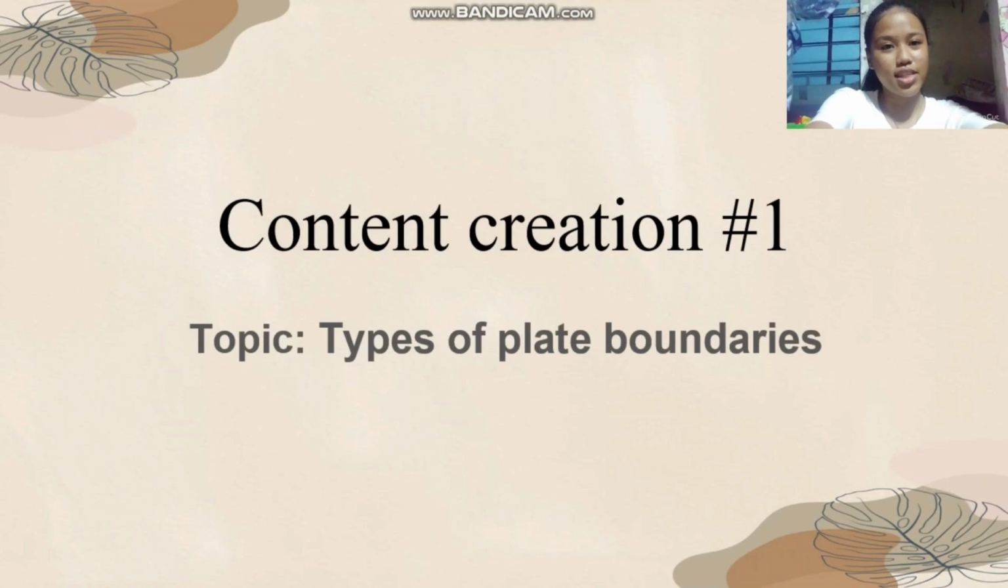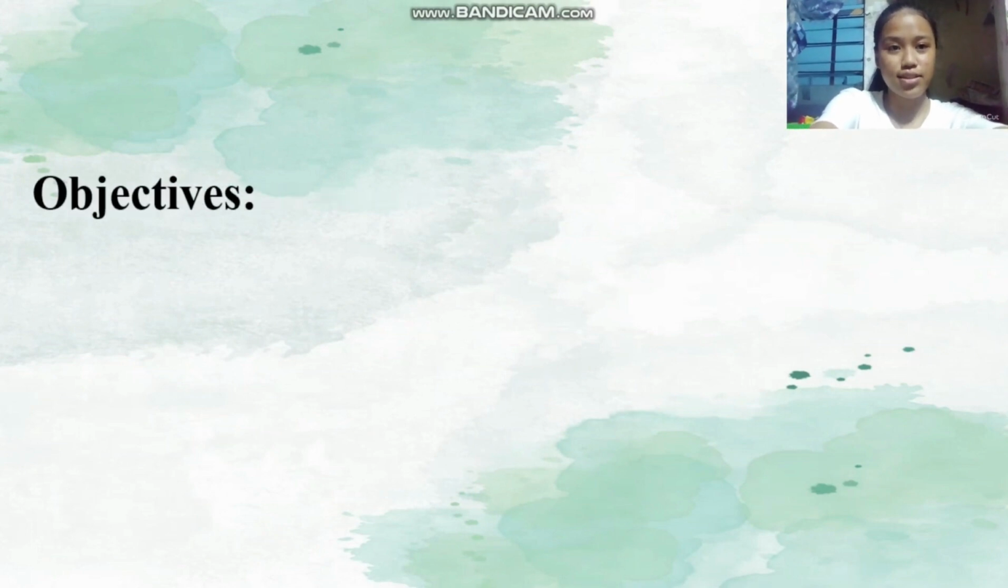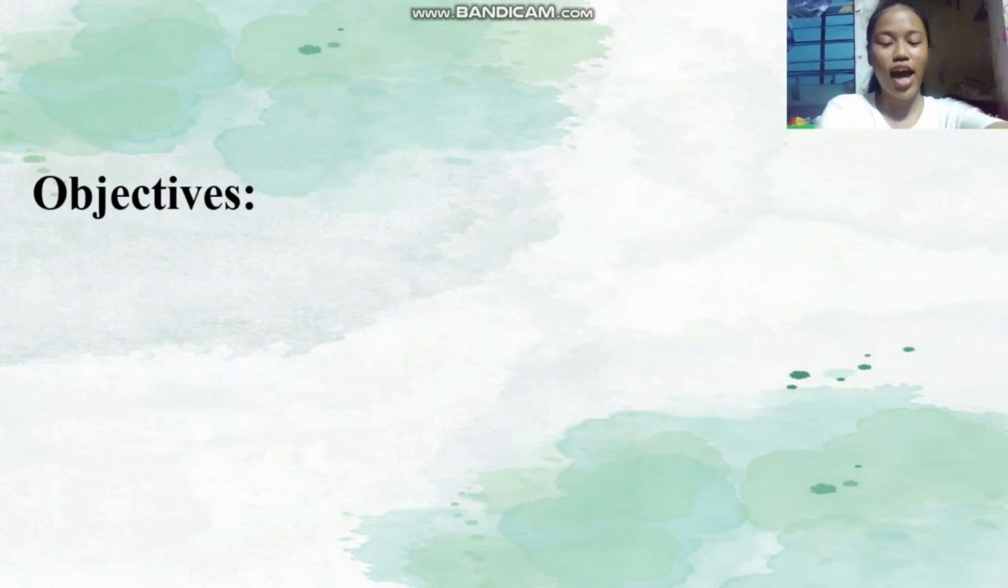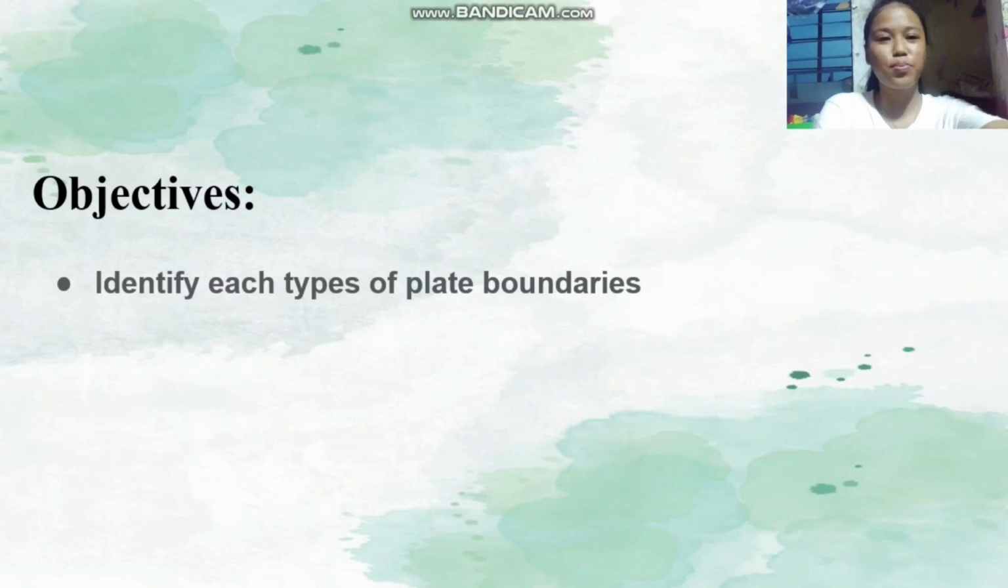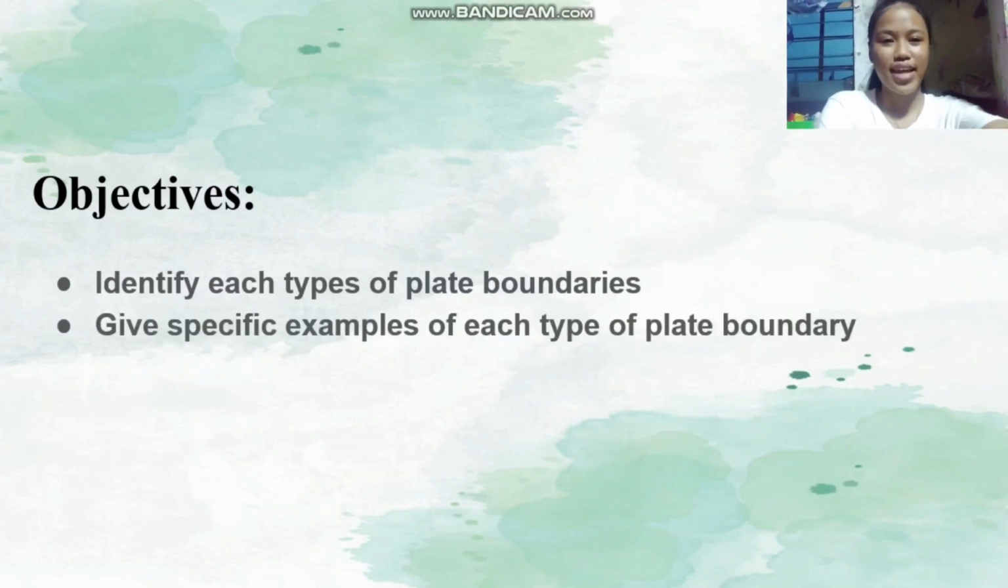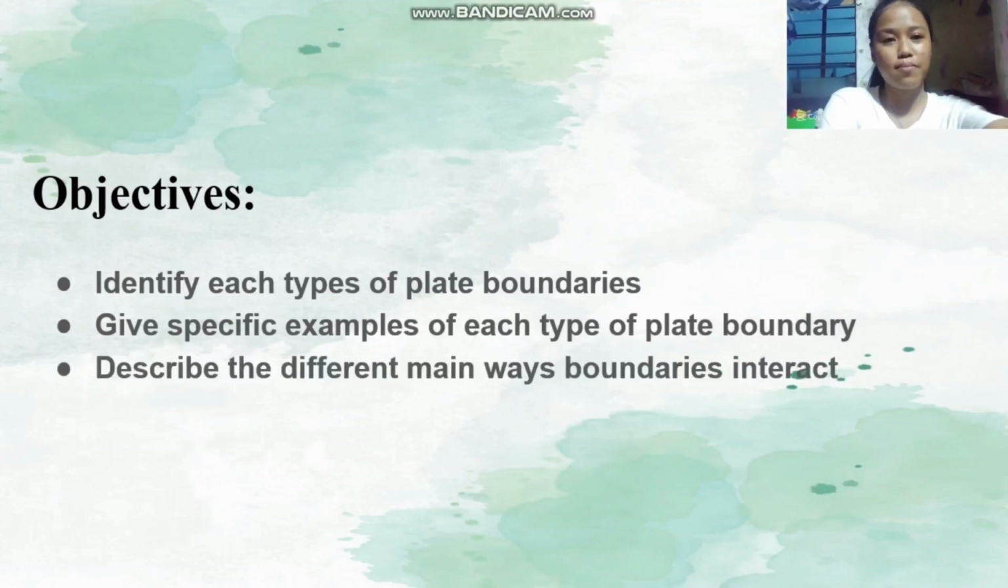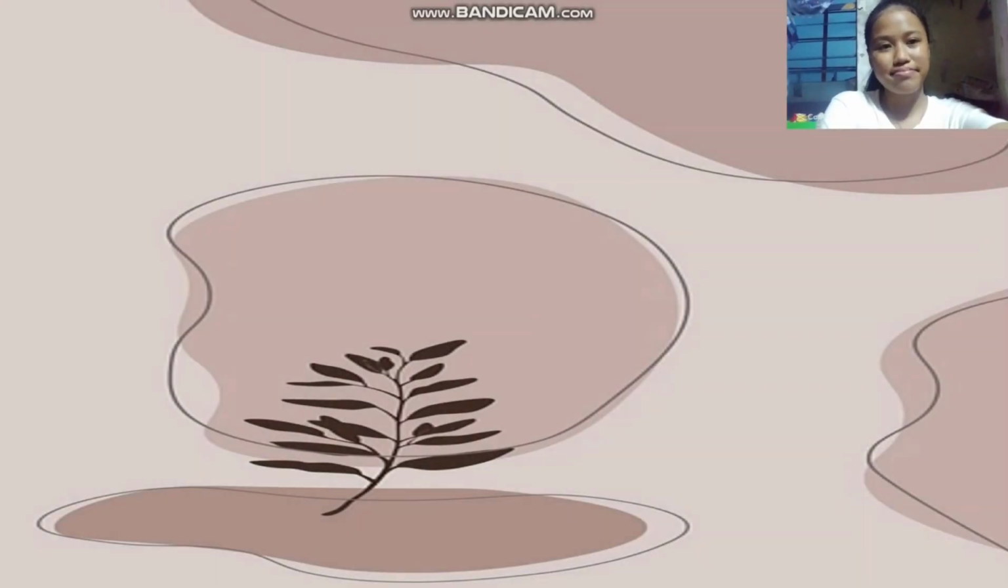Today, we will be discussing the types of plate boundaries. Before the discussion, these are the objectives. First, identify each type of plate boundary. Second, give specific examples of each plate boundary. And the last, describe the different main ways boundaries interact.